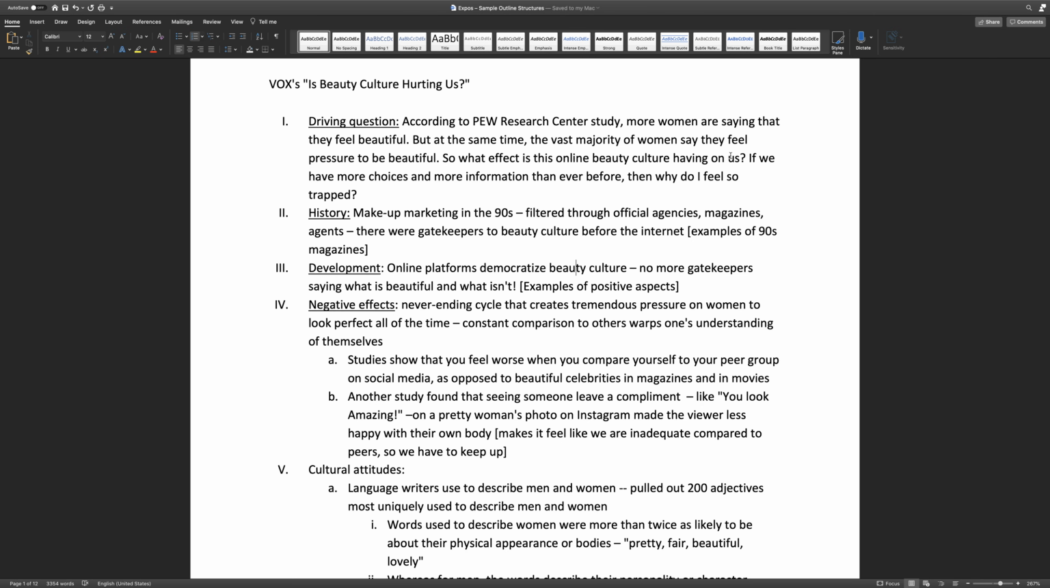So then they go into the history, and this makes sense, right? And they talk about the makeup marketing of the 90s, and that's filtered through official agencies, magazine agents, and so there were gatekeepers to beauty culture before the internet, and there are lots of examples of 90s magazines. So notice the organization here, right? Before we can really answer this driving question of the speech, we need to go into the history a little bit. Then after the history, we need to go into the historical development.